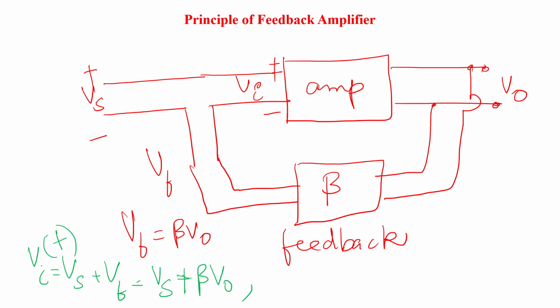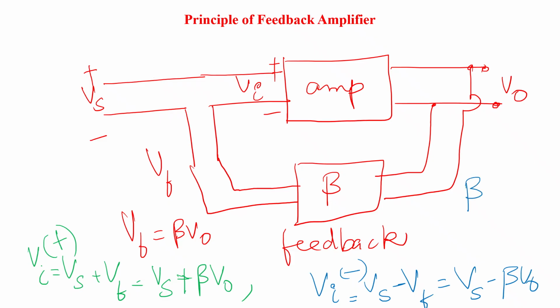And for a negative feedback, the input voltage Vi is equal to the source signal minus the feedback signal, which is equal to Vs minus beta V naught. And beta is equal to the feedback voltage divided by the output voltage.